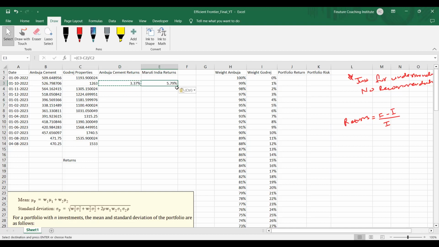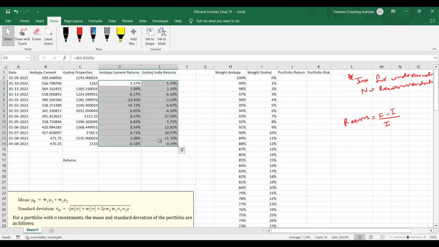I'll just paste this formula to calculate. This is Godrej. I might have performed some other analysis as well, so that's why it's showing Maruti. So Godrej. I'll just drag these formulas, and yeah, these are our data points.